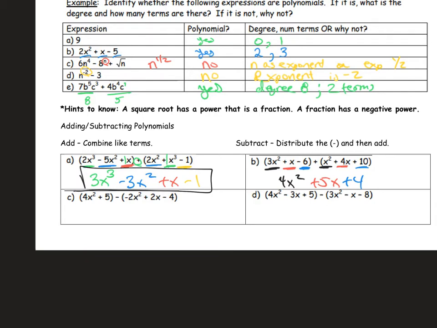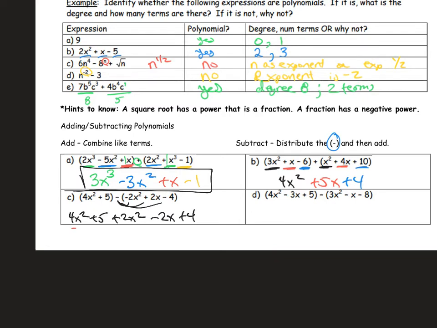Now, subtraction is a little bit different. The easiest strategy I like to do is to distribute the negative and then add them, and then you're combining like terms. If you want to rewrite the first term, you can. So what I'm going to do is take this negative and distribute that to everything in the second one. So what I have is 4x squared plus 5, and then negative times a negative makes that a positive 2x squared. Negative times a positive keeps that a negative. Negative times a negative, that becomes a positive 4.